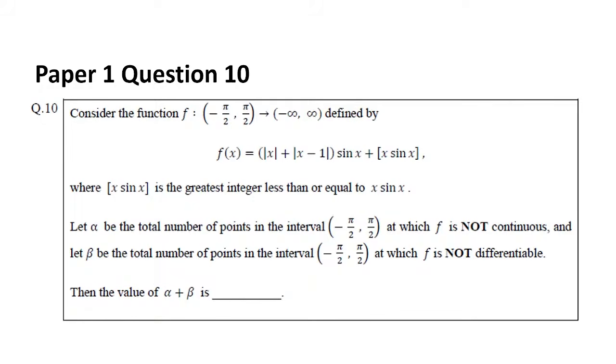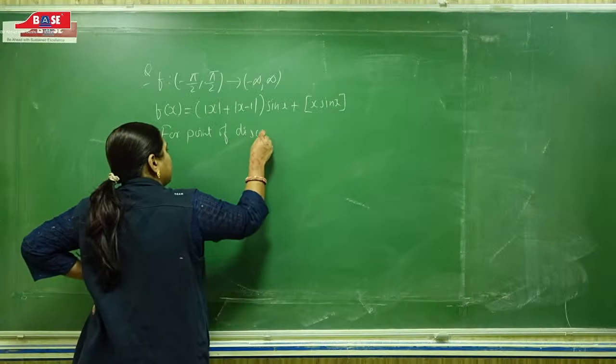Okay. So what is my function, everyone? The first part of this function, f is defined from minus pi by 2 to pi by 2 to minus infinity to infinity, and this f of x is mod of x plus mod of x minus 1 into sin x plus greatest integer of x sin x, right? So first I am thinking about points of discontinuity, right? So my discussion is about continuity only, right? First, for points of discontinuity, how should I think about it?